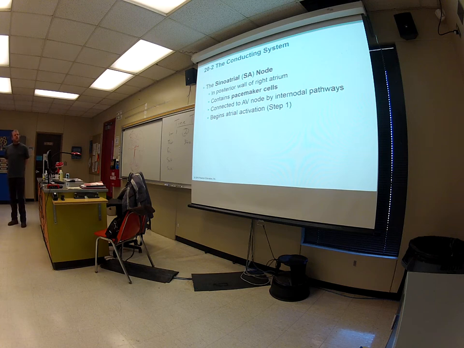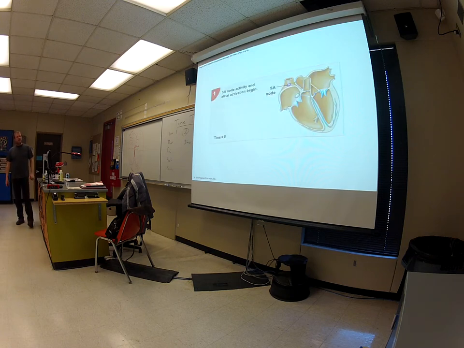So here you go. SA node in the posterior wall contains pacemaker cells. Connect to the AV node by internodal pathway. There's what we're looking at. Begins atrial activation. Step 1. Atrial activation. Now remember, it's a split second behind. Okay, so the electrical current begins and then your contractions. So it's a split second behind. So there you go. SA node activity and atrial activation begins.